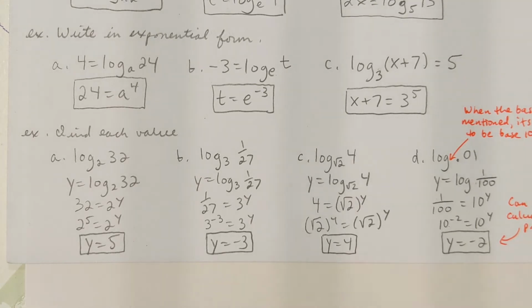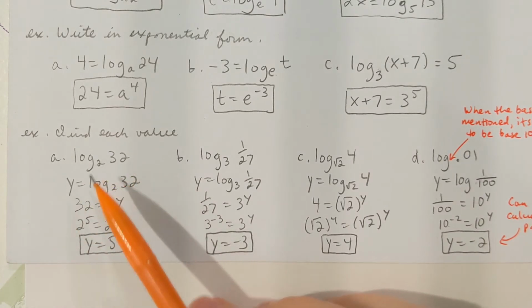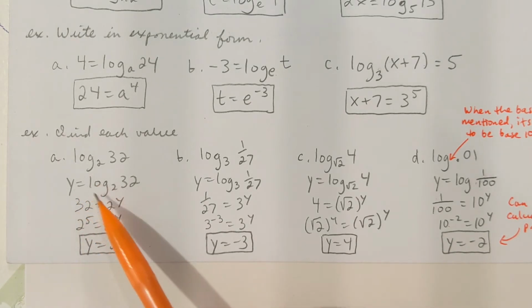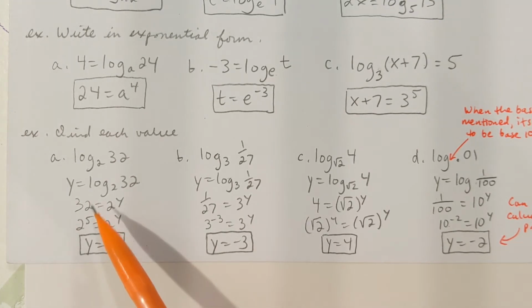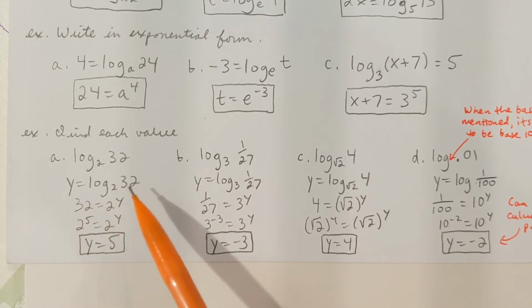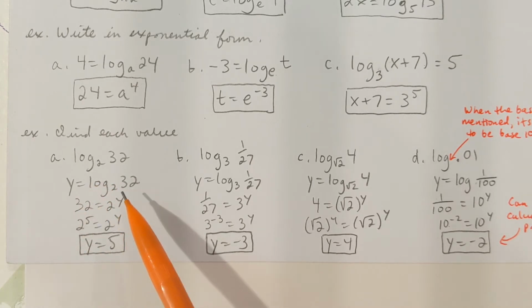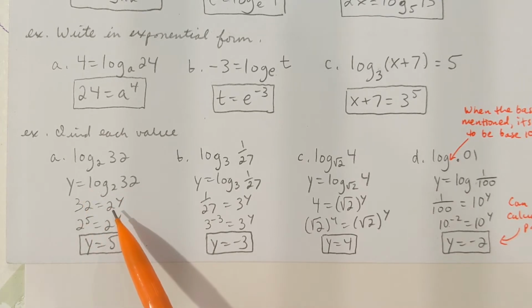So in part A, I want to find the value of log base 2 of 32. I'm going to call that number y, and we need to find y, since y is representing this value here. Once we have y, we're done. Now, y equals log base a of x means that x equals a to the y. I'm going to use that definition to rewrite this logarithmic equation into an exponential form. x is 32, 2 is the base, y is the power of 2, and so now I'm looking at 2 to the y equals 32. This is an exponential equation.